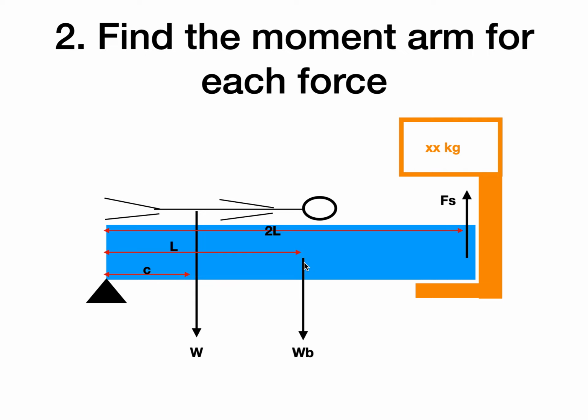Alright, how about the mass of the board? Mass of the board, you can think about is from the middle of the board, right? So here L is the moment arm for the board. And this force is at the end of the board, so its moment arm is 2L. Alright, so we've found all the moment arms in this free body diagram for all the forces.